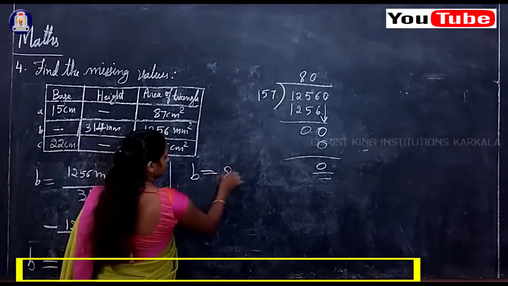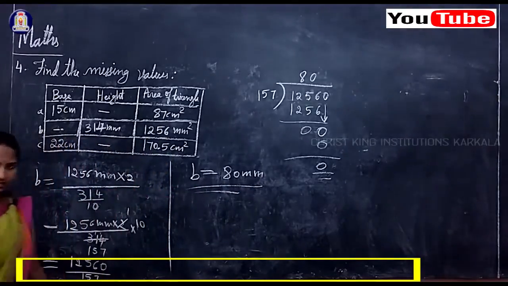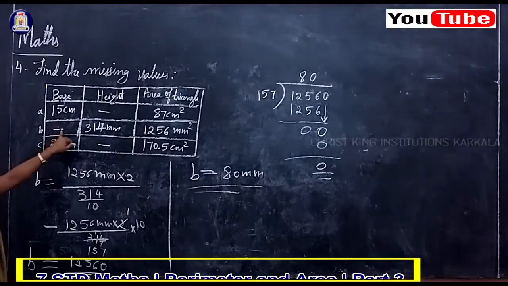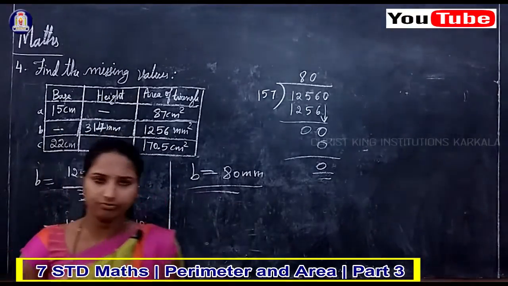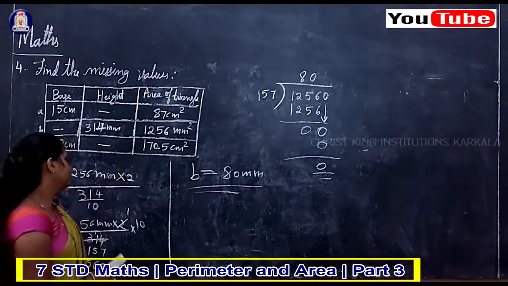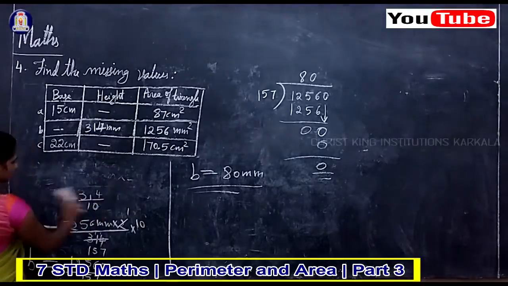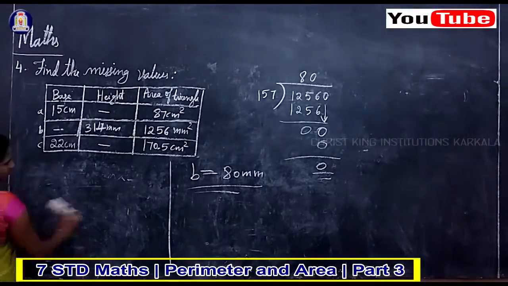This is in millimeter, so you write 80 millimeter. That is the base of the triangle. Clear? So we didn't know what the base was. So just now, after using the formula, we found the value of the base is 80 millimeter. Clear? Okay. The next, last question. See, you can try this. Okay, one sum I will solve. Last one question.